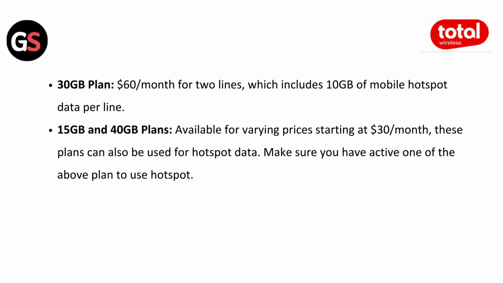The 30 GB plan, $60 per month for 2 lines, includes 10 GB of mobile hotspot data per line. 15 GB and 40 GB plans are available for varying prices, starting at $30 per month, and these plans can also be used for hotspot data. Make sure you have an active one of the above plans to use the hotspot.